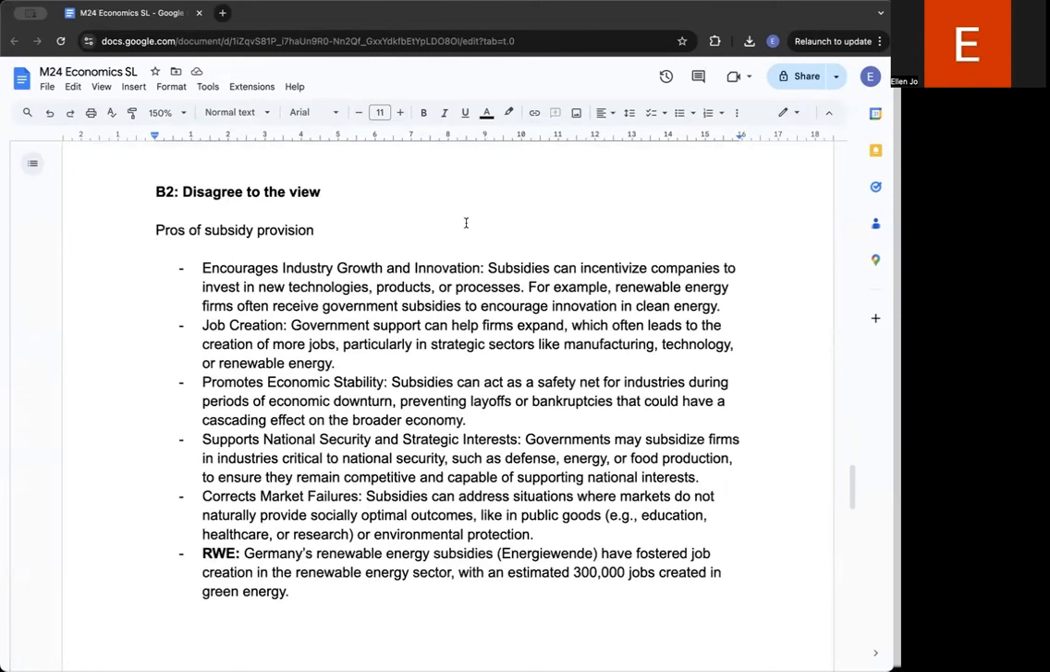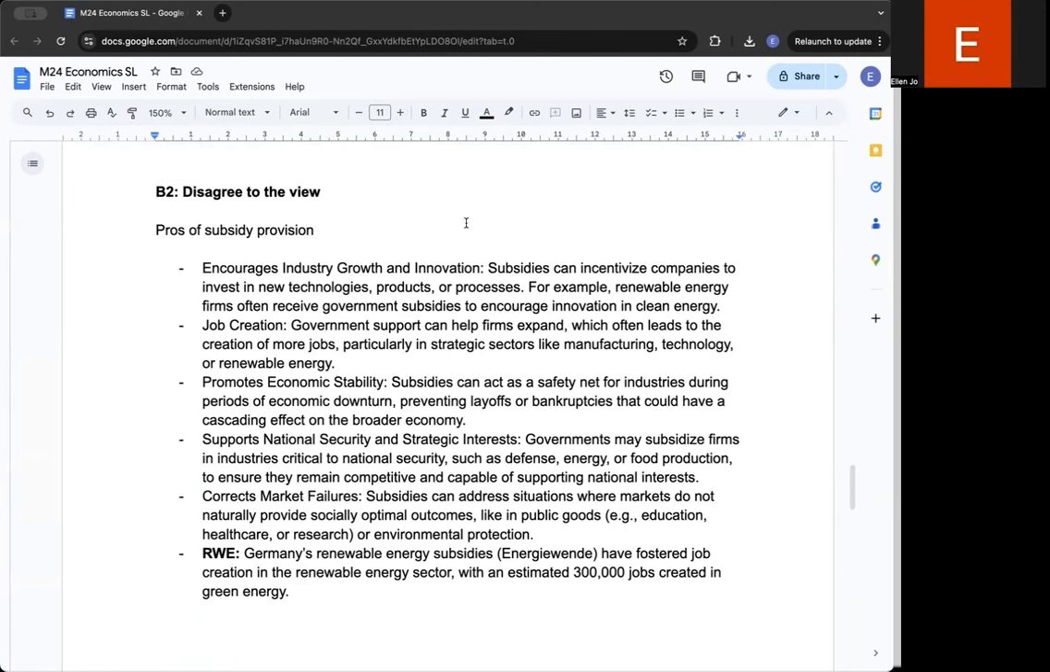It should be about the pros of subsidy provision. First, subsidies can incentivize companies to invest in new technologies, products, or processes. For example, renewable energy firms often receive government subsidies to encourage innovation in clean energy. And government support can help firms expand, which often leads to the creation of more jobs, particularly in strategic sectors like manufacturing, technology, or renewable energy.